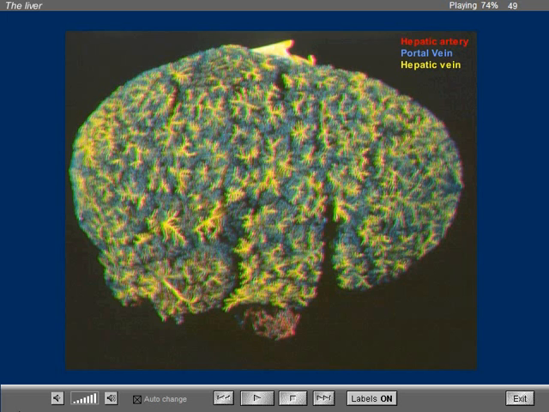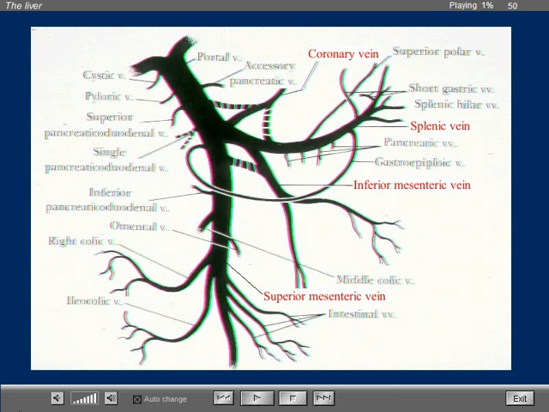80% of liver blood flow is contributed by the portal vein, and the hepatic artery less than 20%, and that's why we see the red hepatic arteries very poorly. We're going to study sequentially the portal vein, the hepatic artery, and the hepatic veins of a normal liver.